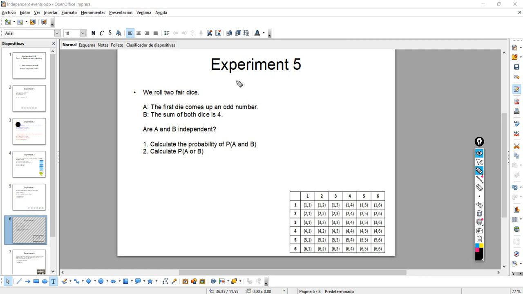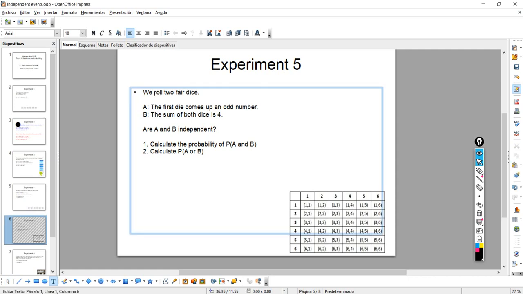So now experiment number 5. We have the rolling of 2 fair dice. Okay, so this is the sample space. As we know, we have been doing this sort of experiment already a few times, so you know that this is going to be the sample space. It's going to contain 36 possible individual outcomes. And let's define the event A.